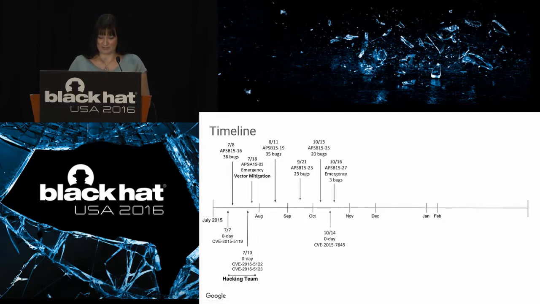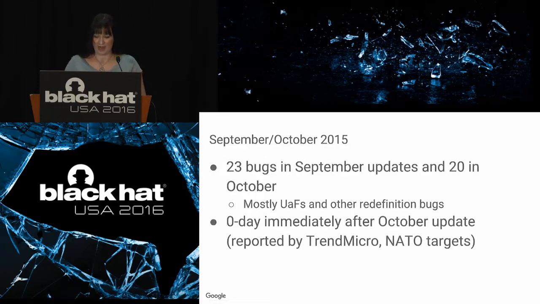So moving on to September and October. 23 bugs were fixed in September, and 20 were fixed in October. And they were a lot of those MCUs after freeze, and also other redefinition bugs similar to the Hacking Team bugs. And there was also a 0 day reported immediately after the October update.